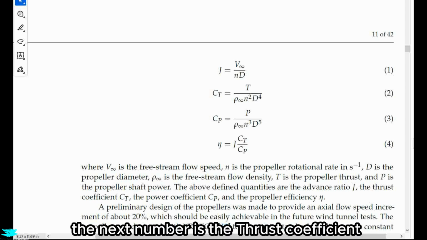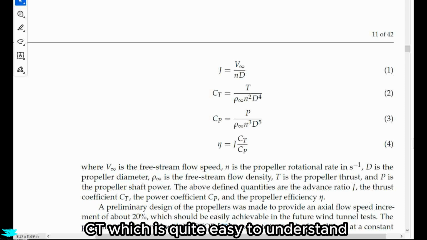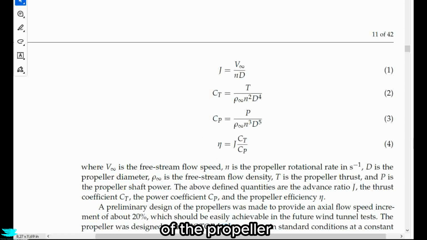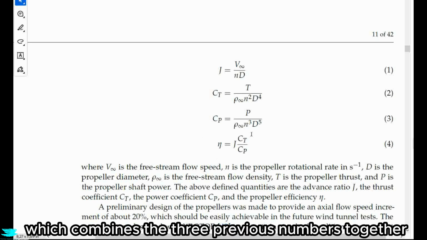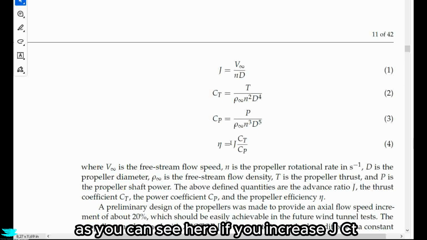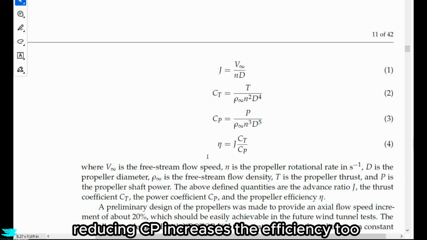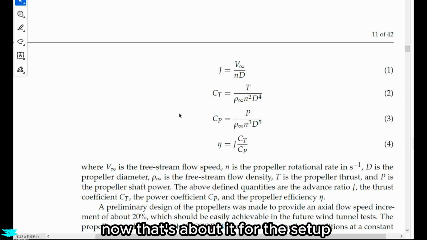The next number is the thrust coefficient, CT, which is quite easy to understand. Then the next value is the power coefficient, and the final number is the efficiency of the propeller, which combines the 3 previous numbers together. So you can see here, if you increase J and CT, that will increase the efficiency. Reducing CP increases the efficiency too. Now, that's about it for their setup.